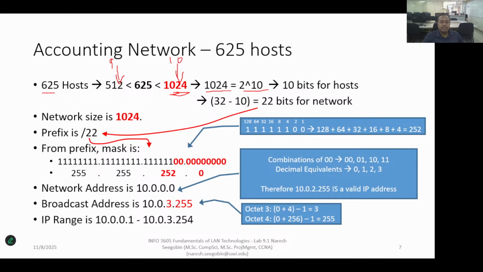Right. So then we look at that, and 32 minus 10 is equal to 22 bits for the network. We're just writing it out there. You kind of know it offhand. It's obvious, right? 10 plus 22 is 32. That's okay. So now we start working from there.